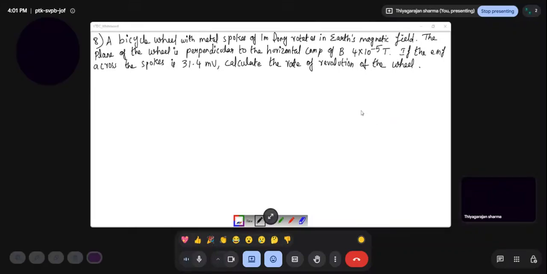So today's class we are going to discuss the numerical problems of 12th standard physics, unit 4, electromagnetic induction and alternating current. So coming to the book back numerical problems, question number 8. The question is: a bicycle wheel with metal spokes of 1 meter long rotates in Earth's magnetic field. So we can write the given data.